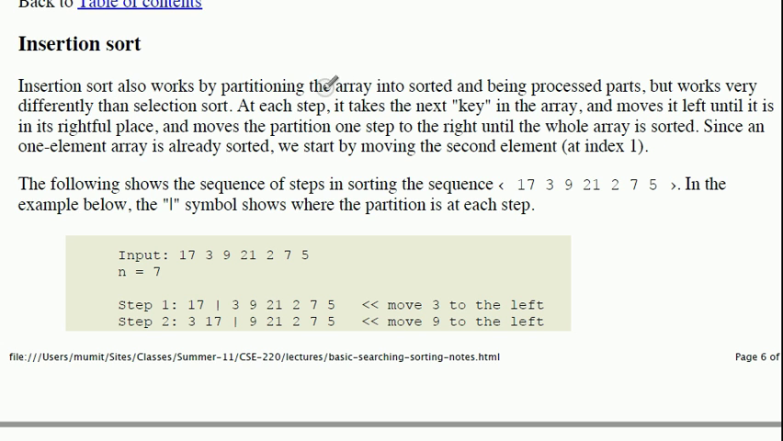Insertion sort also works by partitioning the array into sorted and being processed parts, but works very differently than selection sort. At each step it takes the next key in the array and moves it left until it's in the rightful place, and moves the partition one step to the right until the whole array is sorted. Since a one element array is sorted, we start moving the element in index 1.